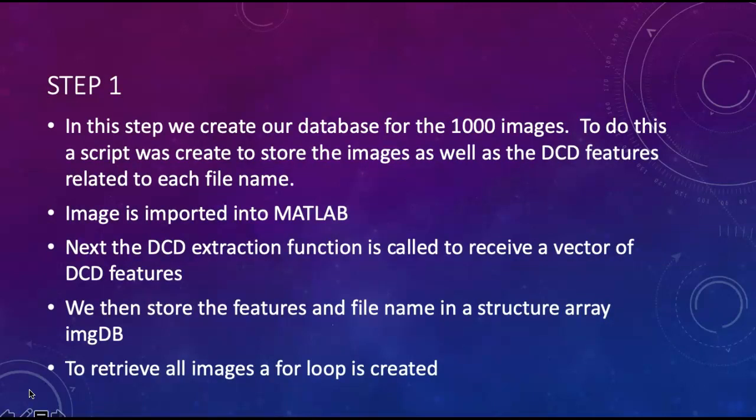So let's go over the steps that we did for our project. Step 1, we created our database for the 1,000 images. To do this, we created a script to store the images as well as the DCD features related to file names. Image is imported into MATLAB. Next, the DCD extraction function is called to receive a vector of DCD features. We then store the features and file name in a structure array imgdb. To retrieve all images, a for loop is created.